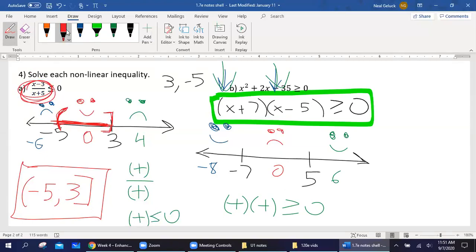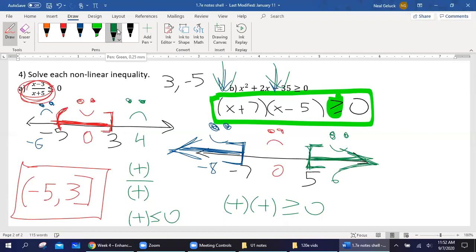Now, since this one does not have any division, the first problem had division, so I had to be worried about that. I don't have to worry about dividing by 0. The problem says could be equal to, so I can put brackets on them and not have to worry about dividing by 0. So I'm going to bracket -7 and shoot to the left. I'm going to bracket 5 and go to the right.